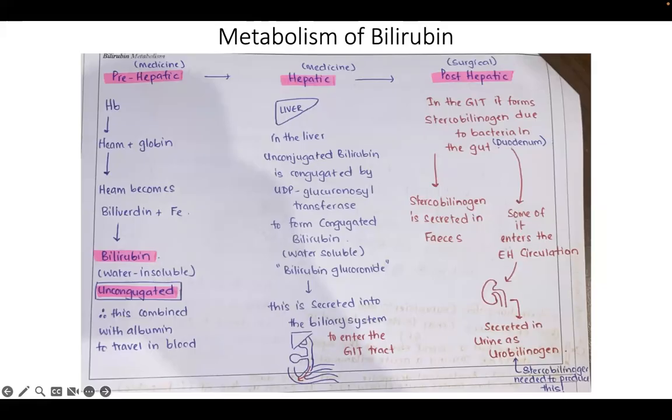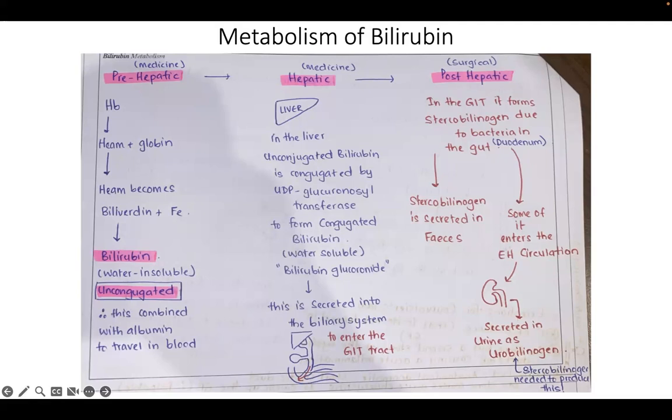In the liver, the unconjugated bilirubin will get conjugated. This is done by an enzyme called UDP glucuronyl transferase. Just remember this because they can ask you this in a discussion. So it's better if you know this. This will form conjugated bilirubin. The moment it gets conjugated, it becomes water soluble. So it becomes bilirubin glucuronide.